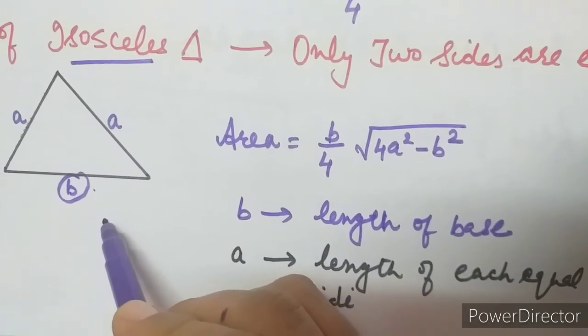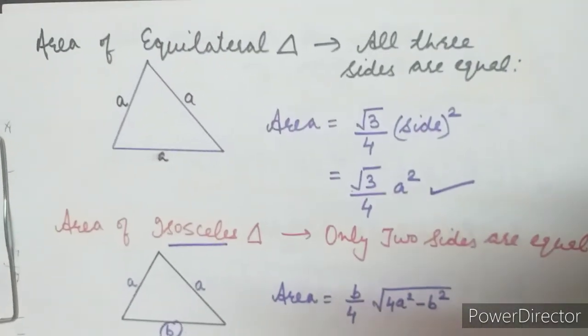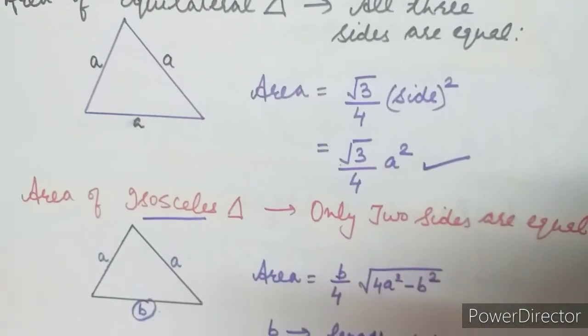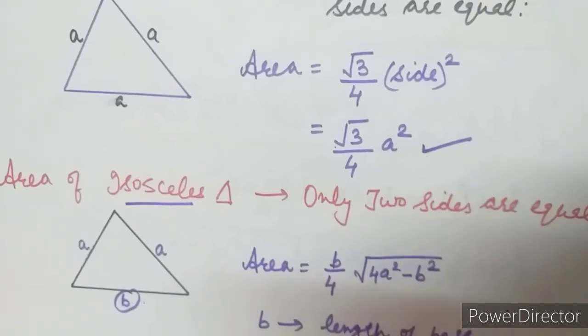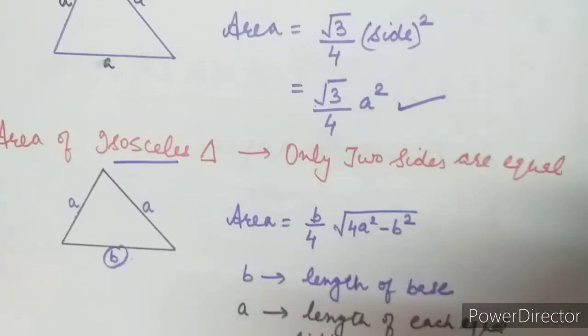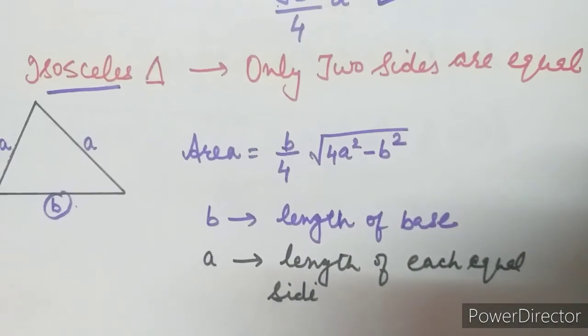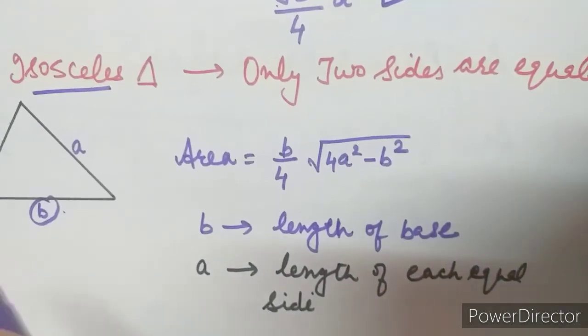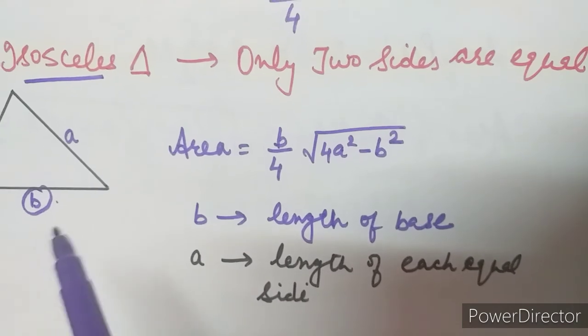So students, that's all about the area and perimeter of these plane figures. In this video, I discussed only the area and perimeter of triangles. In the next video, I will take up other kinds of plane figures, right?